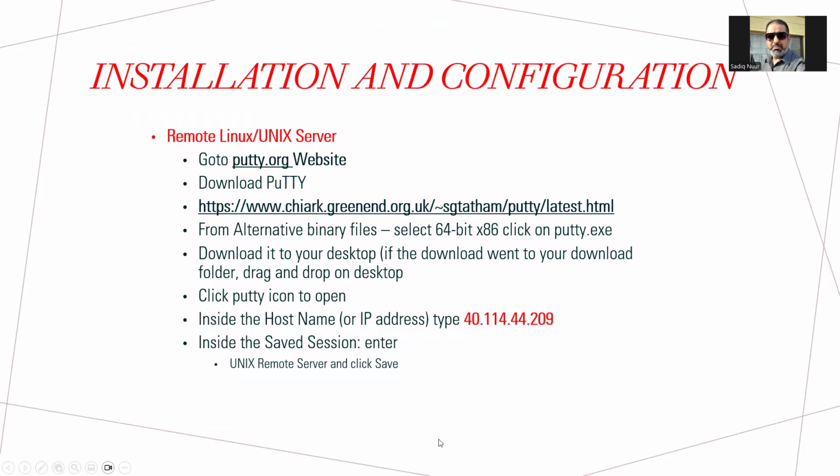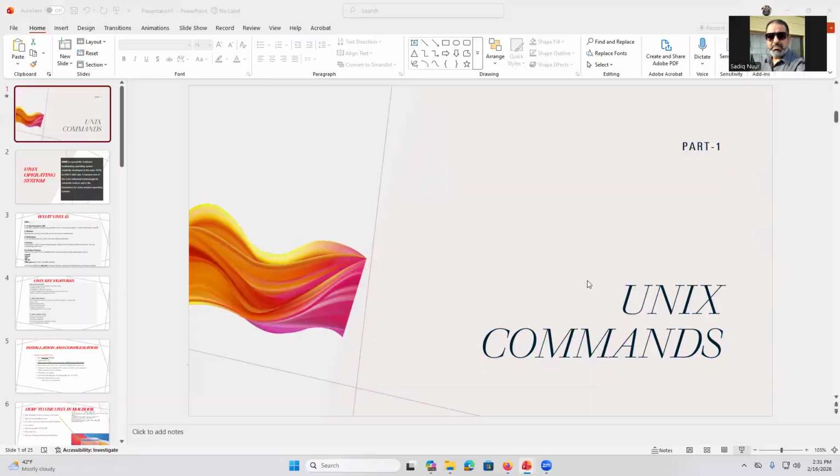So the first thing we need to run Unix is installation and configuration. For a remote Linux/Unix server, you need to go to the PuTTY.org website to download the software. We need to be sure that we download the alternative binary files, select 64-bit x86, and click on download. So let me show you how.